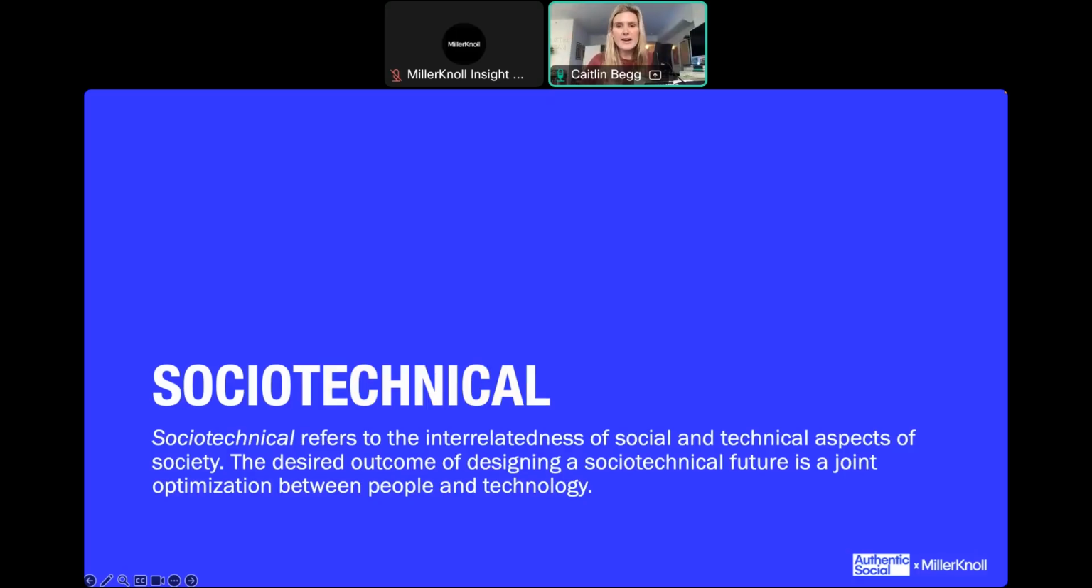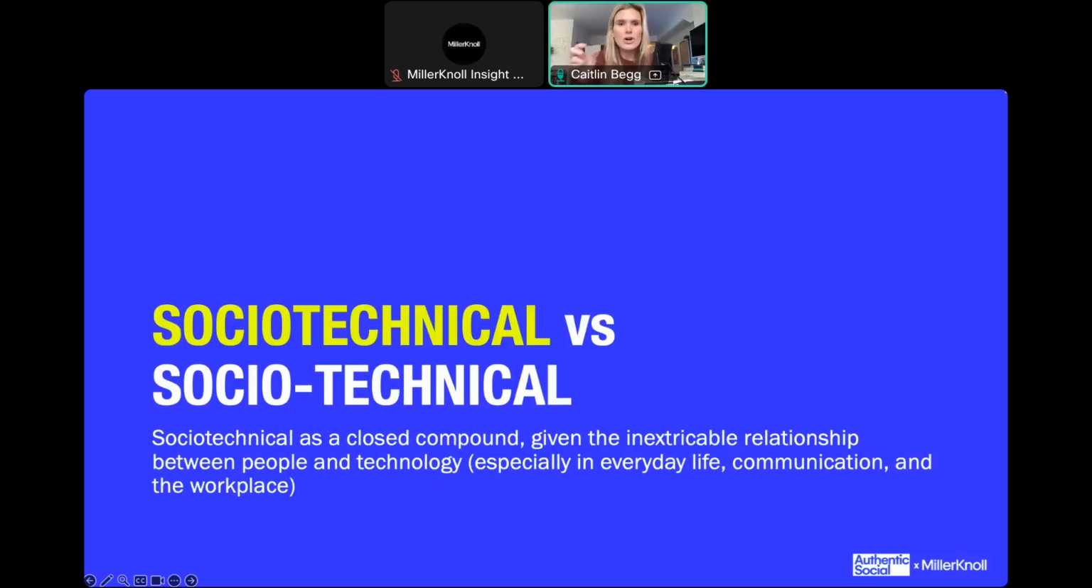And so the desired outcome of designing a socio-technical future is trying to make sure that there's a joint optimization between people and technology. What that means in simple terms is that a lot of times organizations try to enact change through technical means. They think that technology can solve and fix and smooth everything and don't really think about the people and how they play a role in all of this. And that's where it's important. And it's written as one word instead of with a dash.